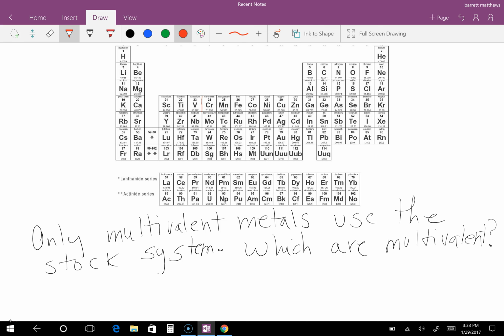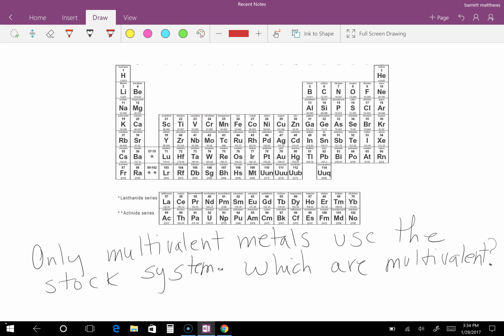So I'm going to use the red here, and I'm going to highlight the main multivalents. You can see from chromium to copper here in this group, and the metal tin and lead. These will be the main ones that we will focus on.